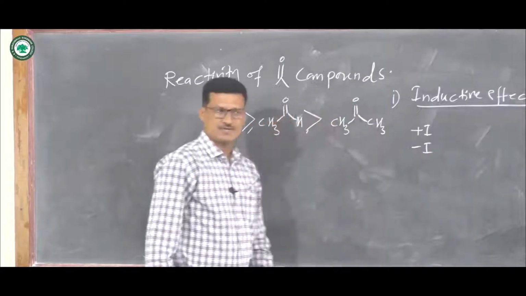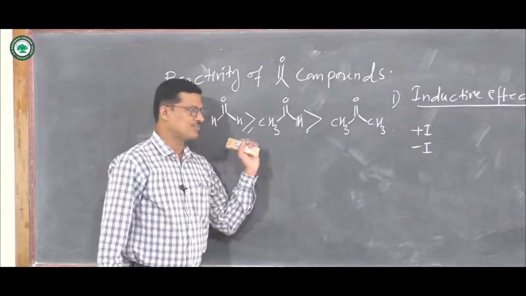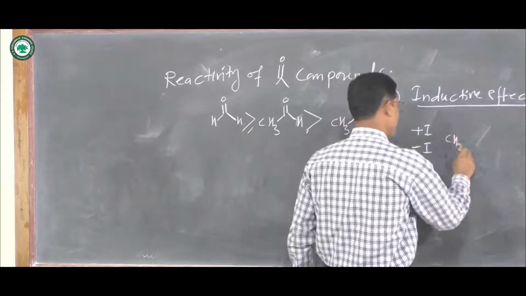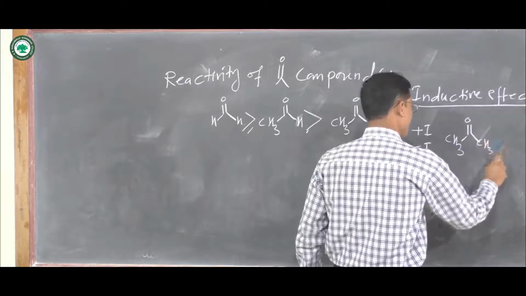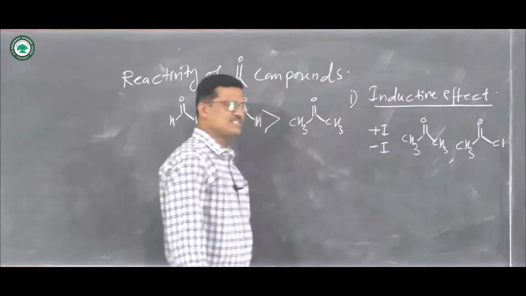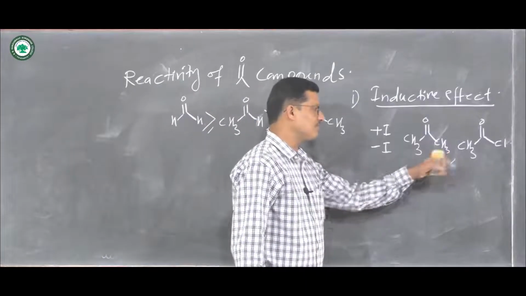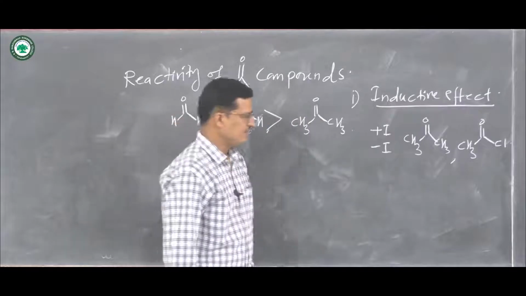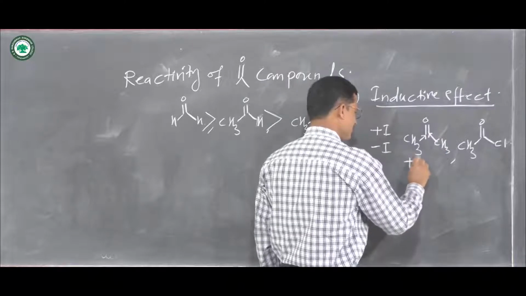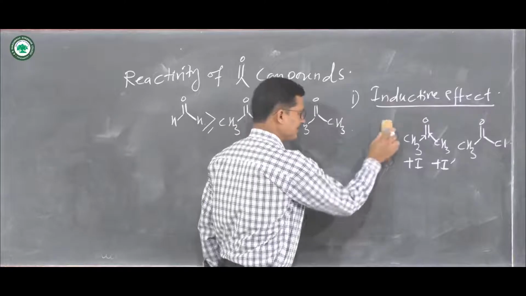So what is the effect of electron donating groups and what is the effect of electron withdrawing groups on the reactivity of carbonyl compounds? We take one simple example: acetone and acetyl chloride. The first compound has less reactivity, the second compound has more reactivity towards nucleophilic addition. The reason is that in acetone there are two methyl groups, and both give the plus I effect, the electron donating inductive effect.